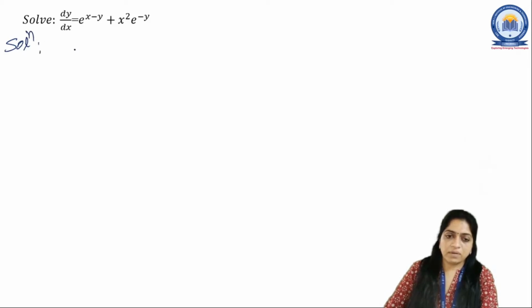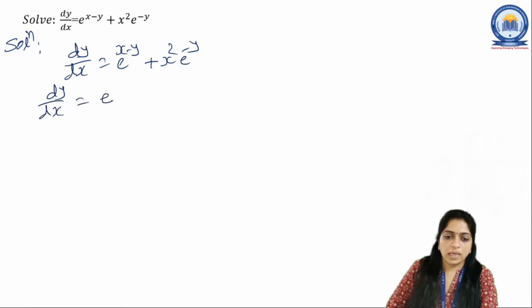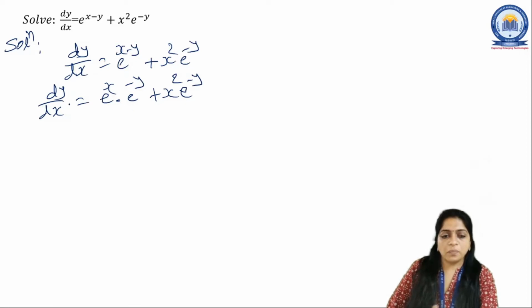Here, my given question is dy by dx is equal to e raised to x minus y plus x square e raised to minus y. So, dy by dx equal to e raised to x into e raised to minus y. The second term, keep it the same, right? So, if I take e raised to minus y common and put it on the left hand side, then I have e raised to y dy by dx, and the remaining term is e raised to x plus x square.